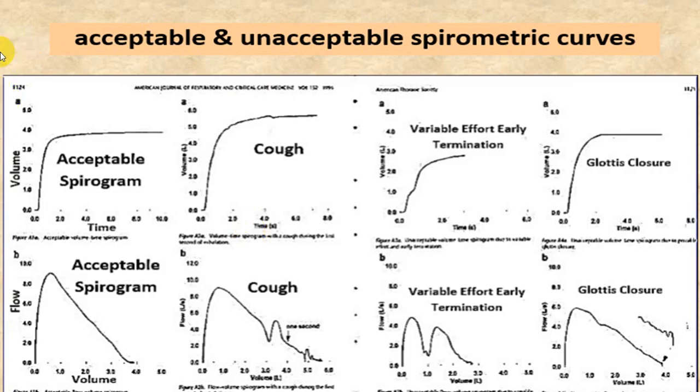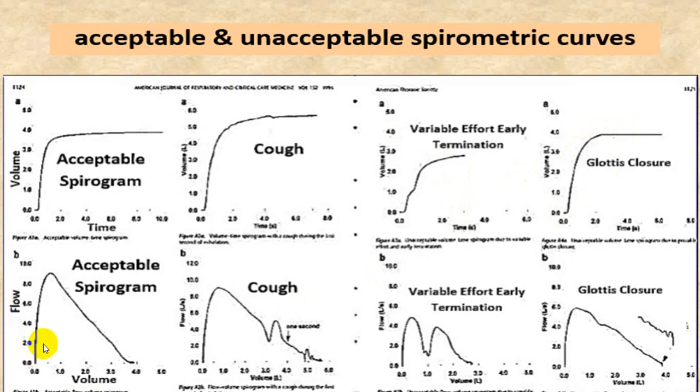See, this is a nice curve. This is a very nice curve. So this is acceptable. Here you can see that at the top there is a little cough. Still acceptable. But this is a poor beginning. Variable effort at the early termination, and it has stopped early. So this is not acceptable. Here what has happened, you can see that this particular curve, after this there is no further flow, the glottis is closed.